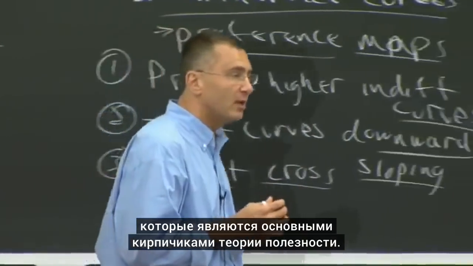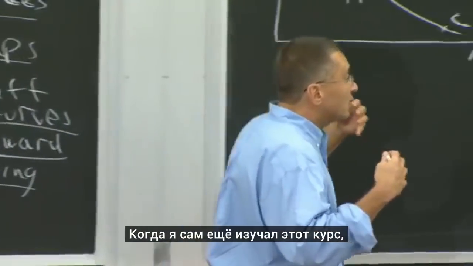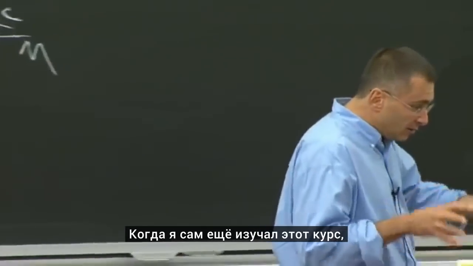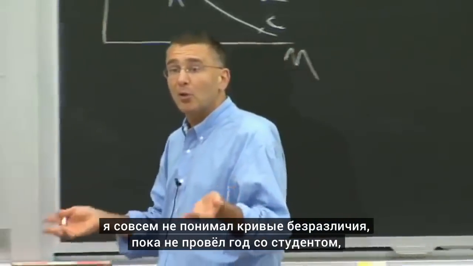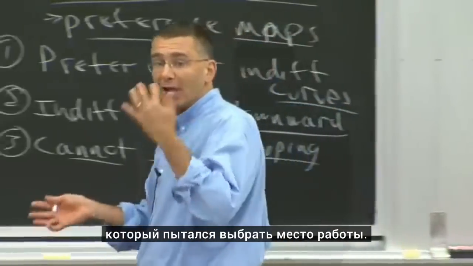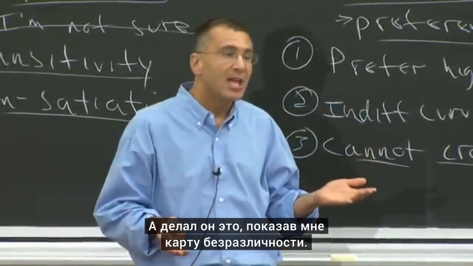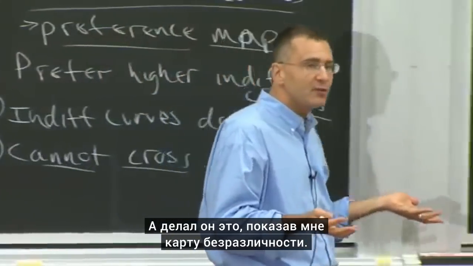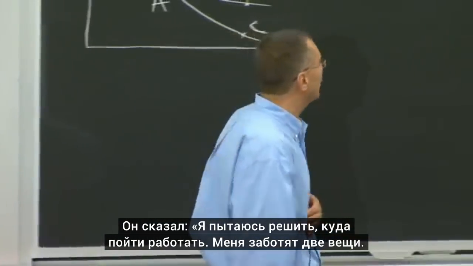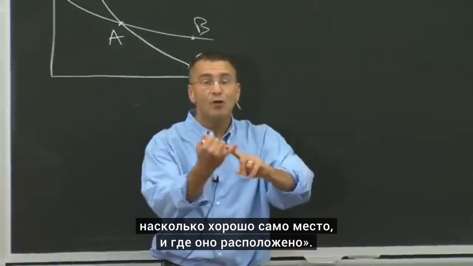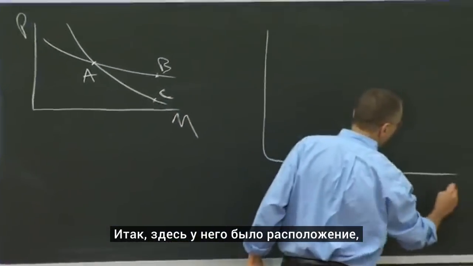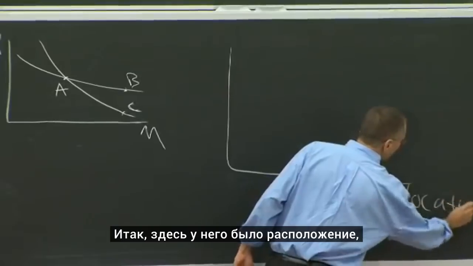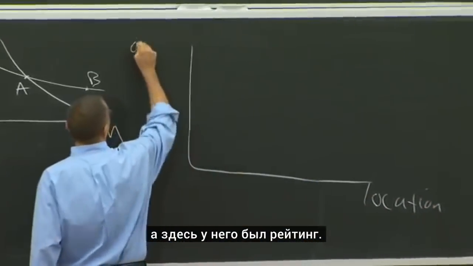Now, I was an undergrad here and took this course, but I never really understood indifference curves until I had a year with a grad student who was trying to decide where to take a job. And he did it just by showing me an indifference map. He said, look, I'm trying to decide where to take a job, and I care about 2 things. I care about how good the place is and where it is. Okay? So here he had location, and he had academic rank.